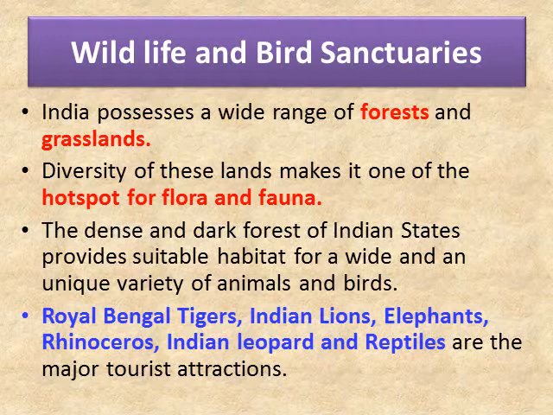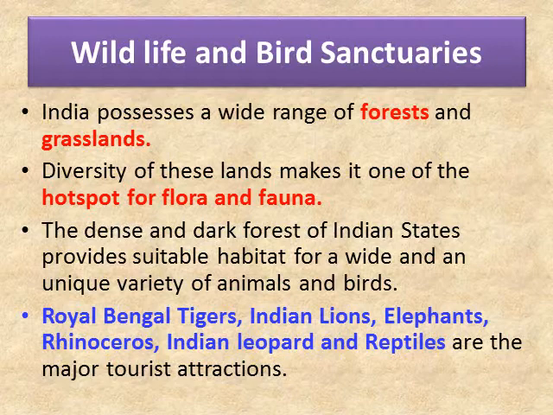So India possesses a wide range of forests. There are a number of forests as well as grasslands in India. Diversity of these lands makes it one of the hot spots for flora and fauna. You know children, the animals that live and the birds and the plants that grow, it is very important for them to be diverse.